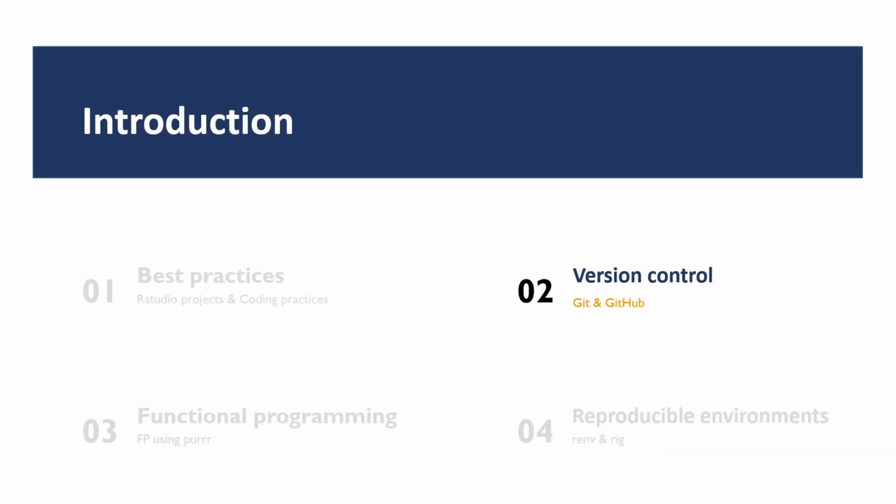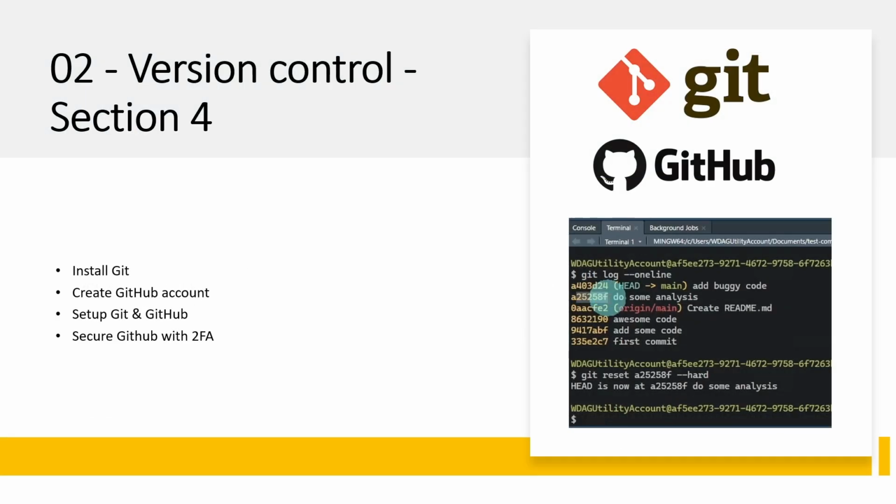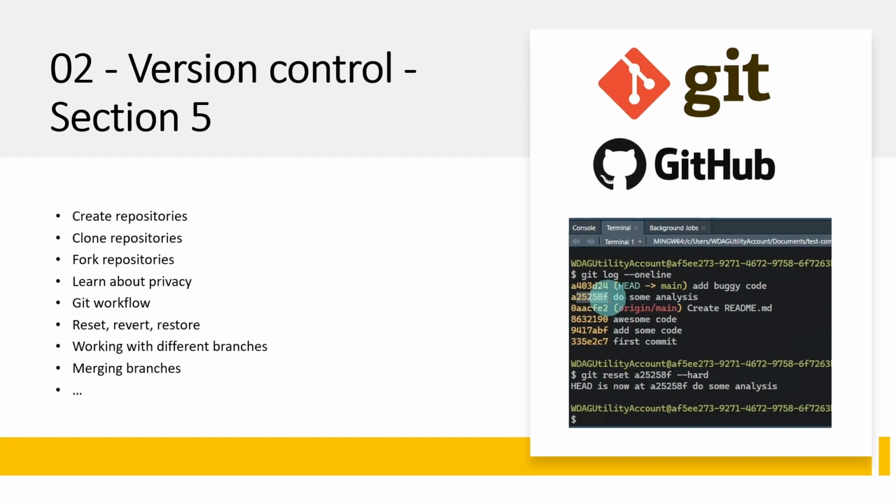Now we will see what's inside the next big section about version control with Git and GitHub. So first we find section number 4, where I will teach you what Git and GitHub are. I will show you how to install Git, create your first GitHub account, and we will set up Git and GitHub with RStudio. And finally, I will also give you one tip to secure your GitHub account with two-factor authentication.